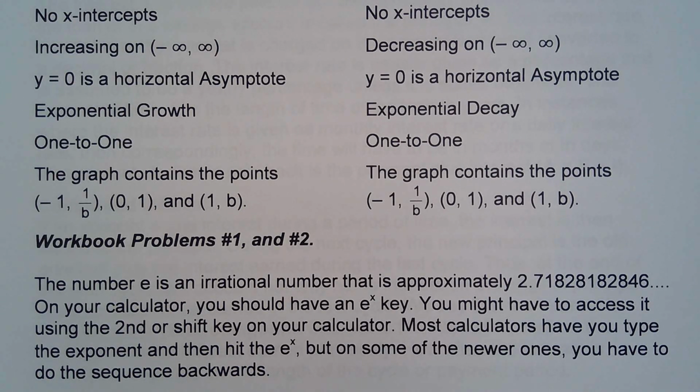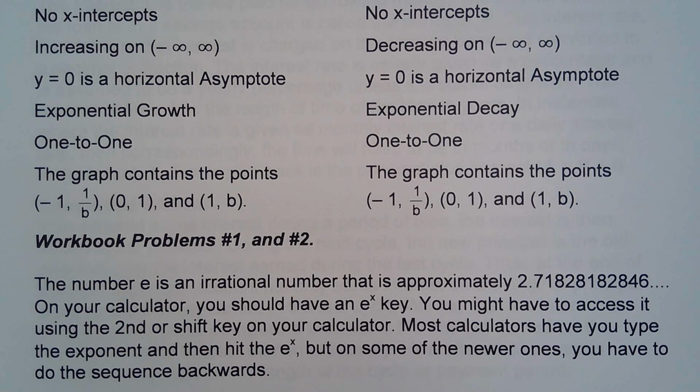We now want to talk about the number e. The number e is an irrational number that is approximately 2.7182818 and so on. On your calculator you should have an e to the x key. You might have to access it using the second or shift key on your calculator.